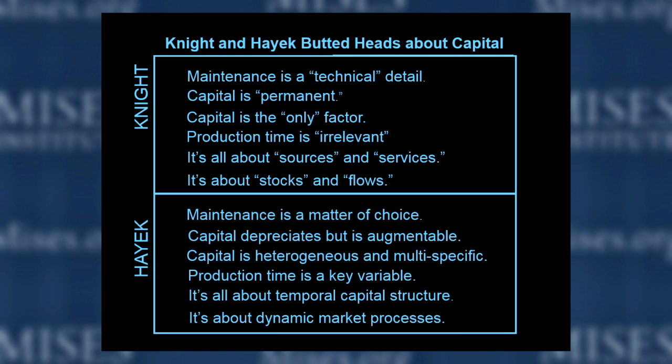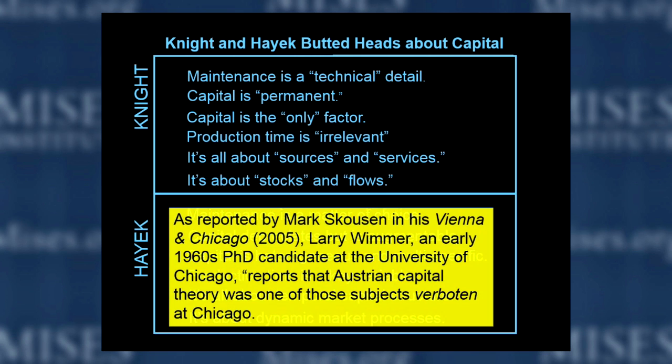Now, one thing I've heard from Mark Skousen, do you know who Mark Skousen is? As reported by Mark Skousen in his Vienna and Chicago, Larry Wimmer, a 1960s PhD candidate at the University of Chicago, reports that the Austrian theory was one of those subjects verboten in Chicago.